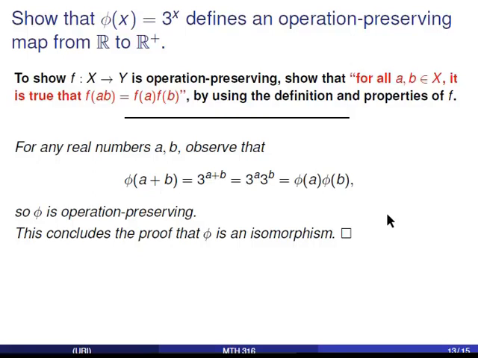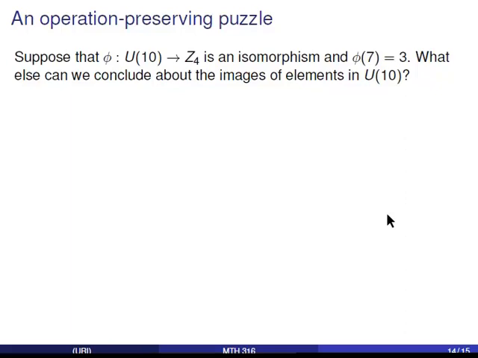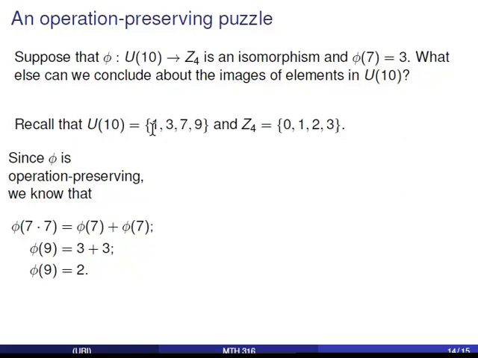Right, we will wrap up our discussion of isomorphism with a quick puzzle. Let's suppose that we have two groups that are isomorphic, and we are told this, but we're not told exactly what the isomorphism is. Can we figure out what it should be? So specifically, let's take a look at U of 10, which is the set of numbers less than 10 but positive that are relatively prime to 10. So 1, 3, 7, and 9 are the elements.